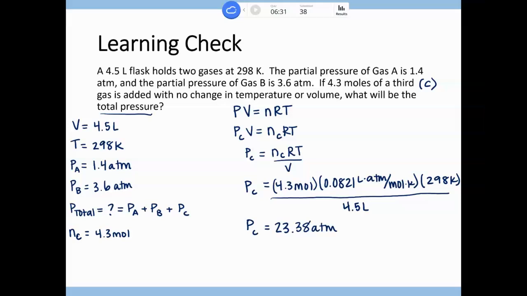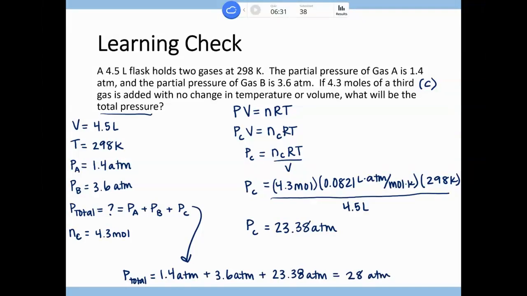Okay, so we found the pressure of C, but that's not the total pressure. We need to add all of these together. So just continue this down here. Pressure of gas A, 1.4 ATM. So total pressure is pressure of gas A plus pressure of gas B, 3.6 ATM, plus pressure of gas C, 23.38 ATM. So all of this together is 28. That's not the correct sig figs, but it's 28 ATM.